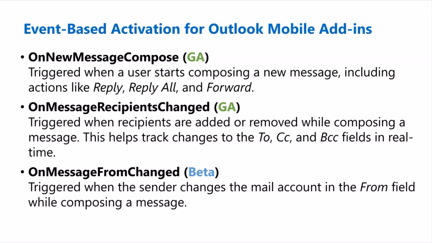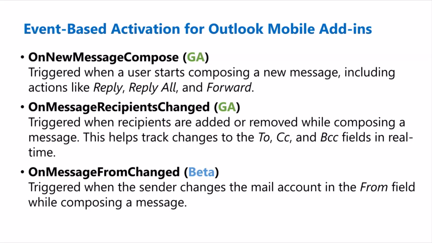Talking about the first, we have enabled the event-based activation for the Outlook mobile platform. This is for Android as well as iOS. The first one is on new message compose, which gets triggered when the user starts composing a new message, and also includes actions like reply, reply all, and forward.